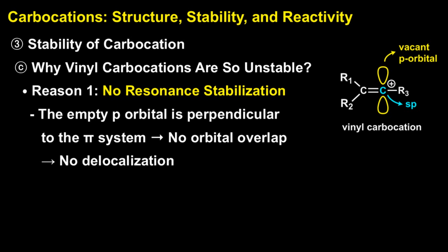The positively charged carbon is part of a carbon-carbon double bond, right? So you might expect some kind of resonance stabilization. But, surprisingly, they're much less stable. Let's break down why that is. First, the orbitals don't line up the right way. The empty p orbital on the positively charged carbon is perpendicular to the pi system, so the charge can't delocalize, and no resonance means no extra stability.